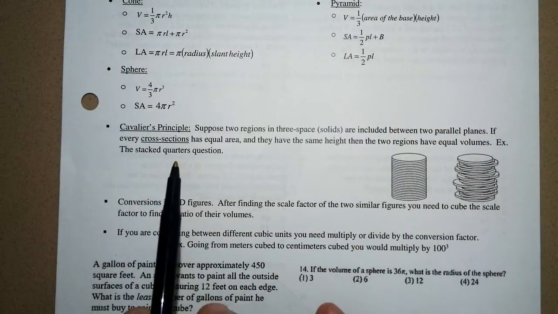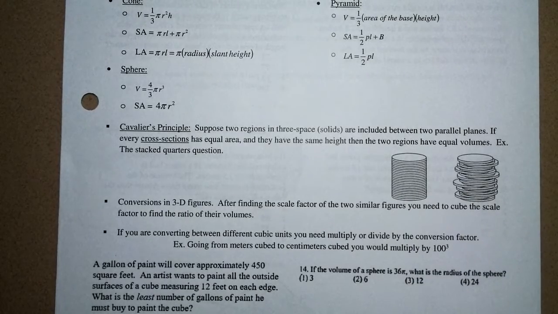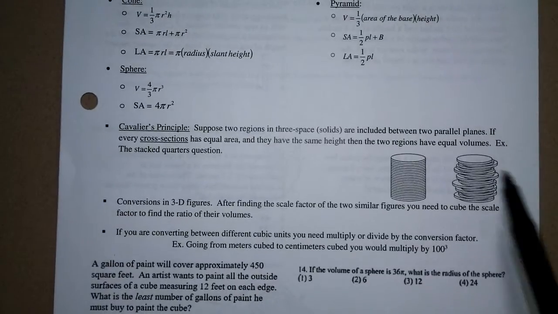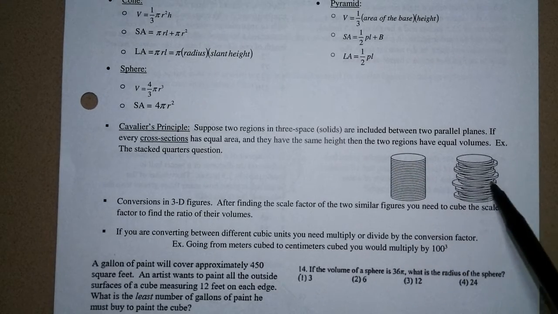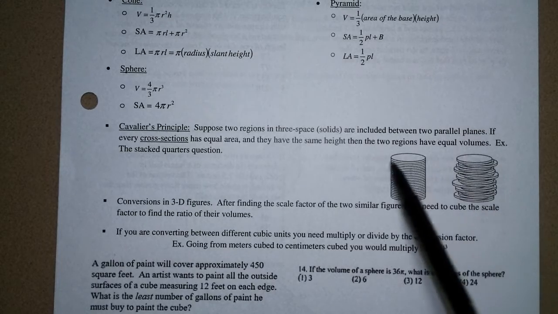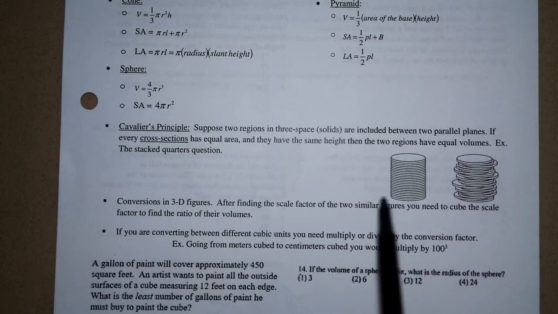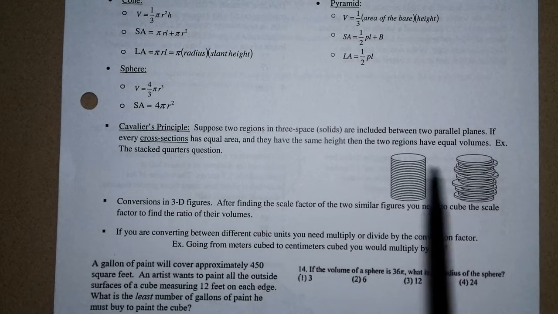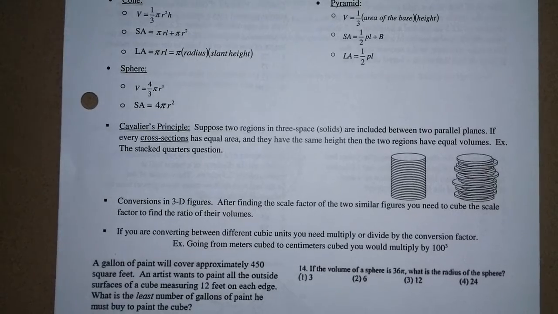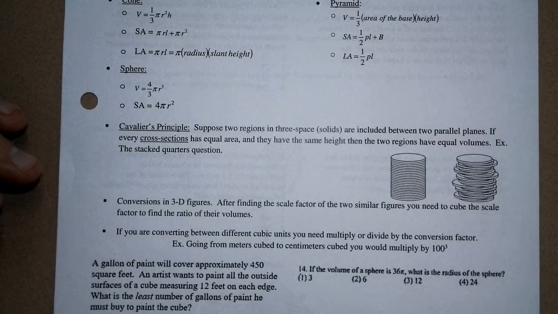Okay, first one's Cavalieri's Principle. If we have these two stacks or two objects, we want to know whether their volumes are the same. Even though they're disheveled a little bit here, or if this was leaning sideways, they would have the same volume. What we want to mention is that the area of the base and the cross-sectional area are all the same, and the heights are the same, so the volumes are going to be the same.